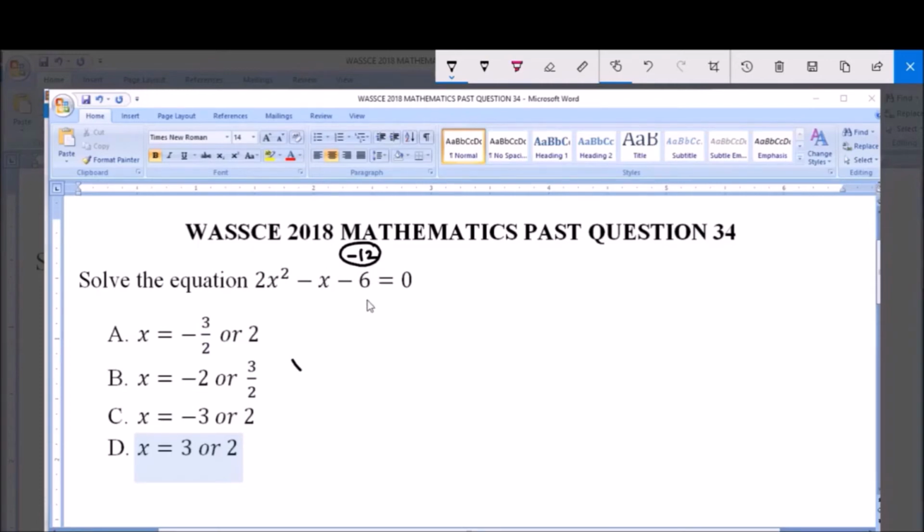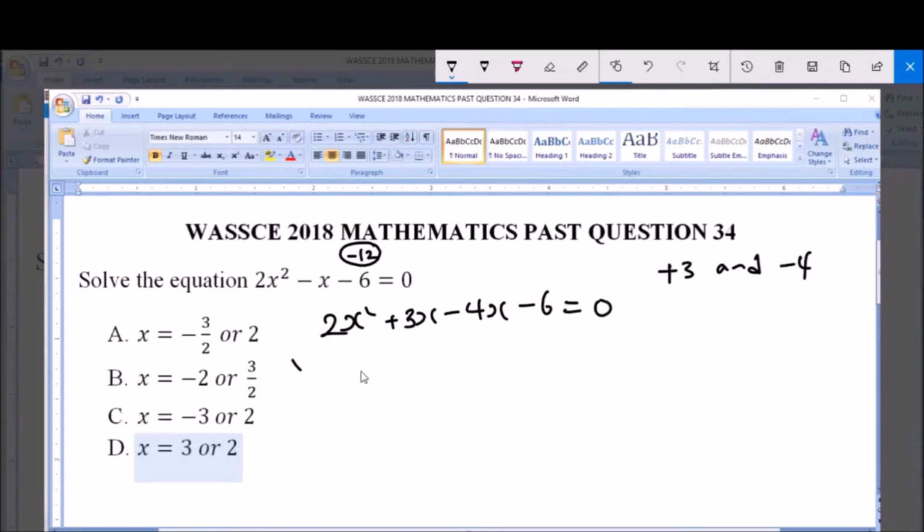So when factorizing this, we will look for two numbers that when added together will give us minus x, and when multiplied together will give us minus 12. Looking at these numbers, those numbers are plus 3 and minus 4, because plus 3 minus 4 will give us minus 1, which is this x here, and plus 3 multiplied by minus 4 will give us minus 12. So we say 2x squared plus 3x minus 4x minus 6 is equal to 0.